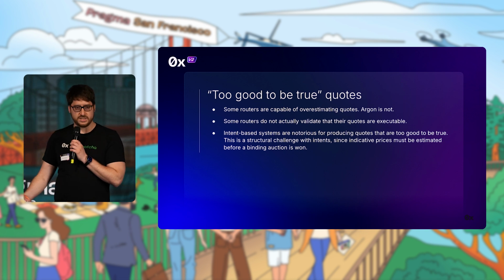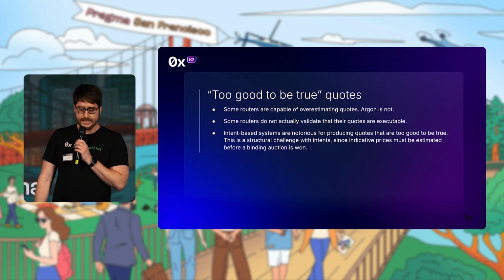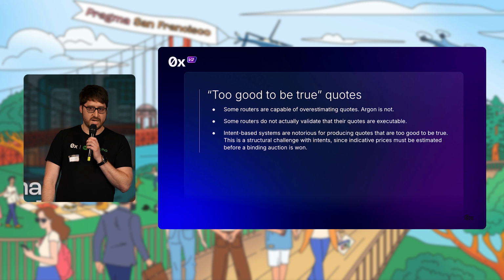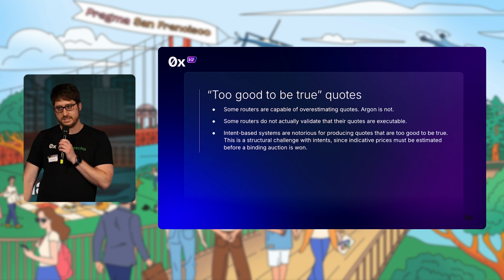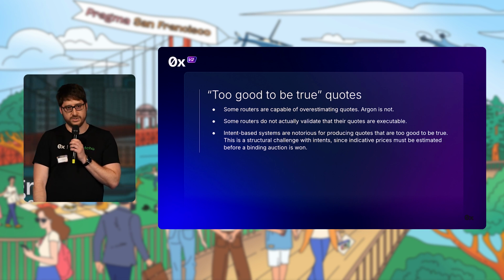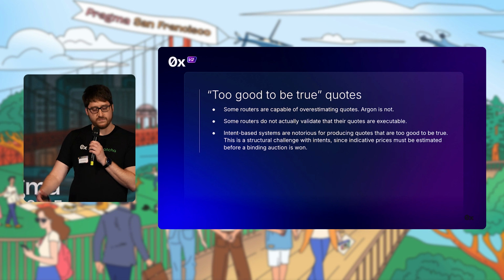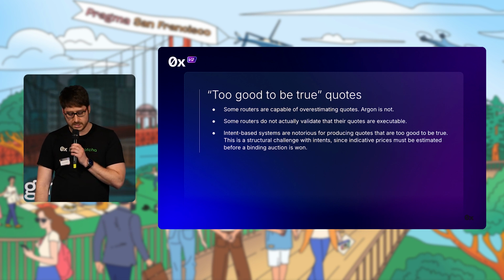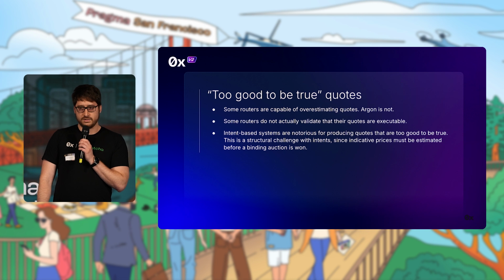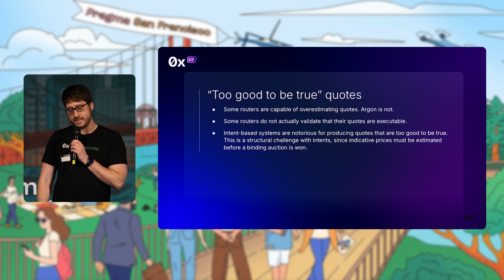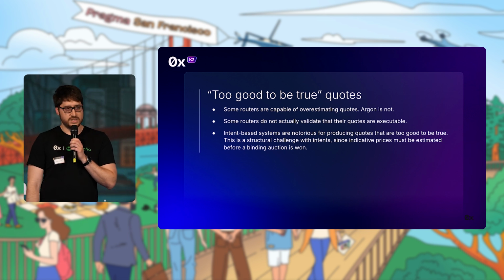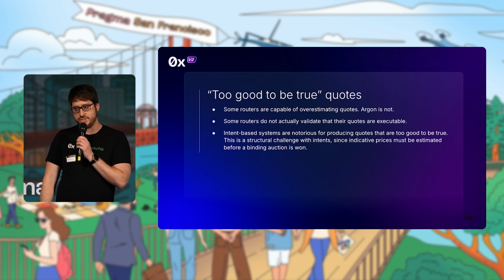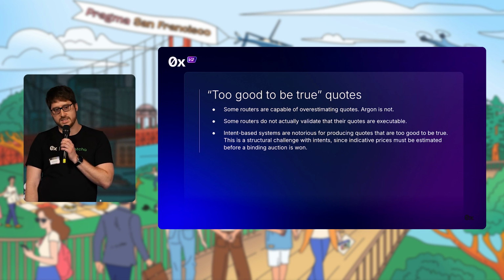So I'll explain the too good to be true quotes a bit. First of all, depending on the routing algorithm you use, it may or may not be possible for it to simply find routes that are too good to be true. They're just kind of false positives. Argon is built with a constraint that it cannot do this. Other routers that we've seen, some pretty big names, actually don't check to see if their quotes are valid, and they generally do this to get latency lower.